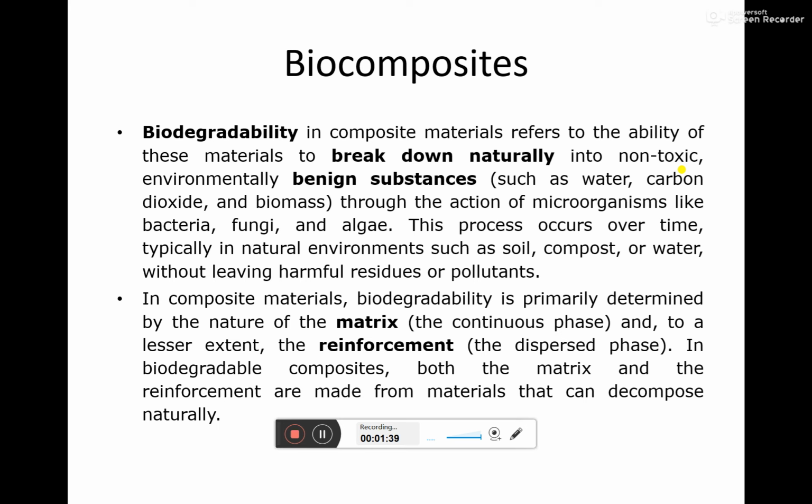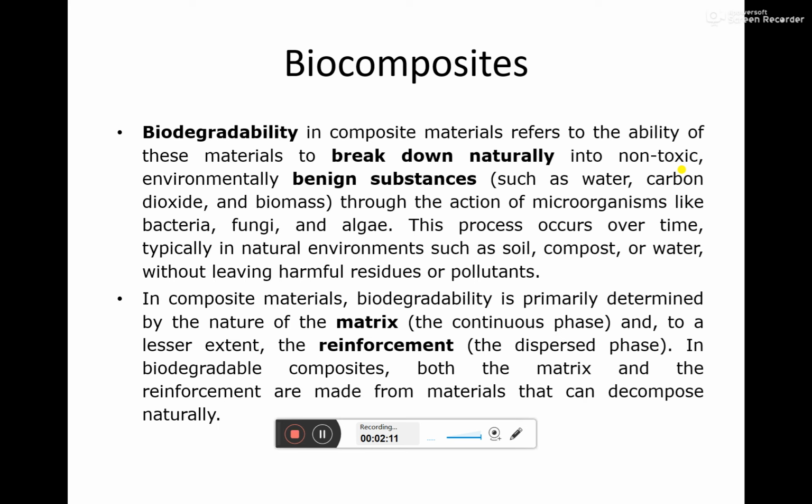This happens through the action of microorganisms like bacteria, fungi, and algae. This process occurs over time. Biodegradability takes time to break the material down into water, carbon dioxide, or biomass, and this normally occurs naturally in the soil.